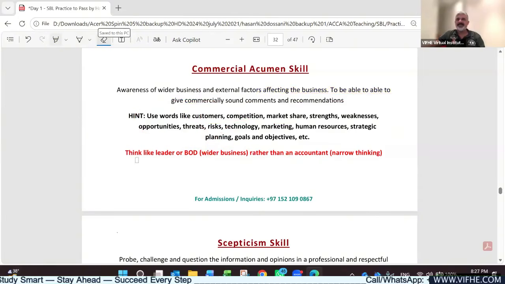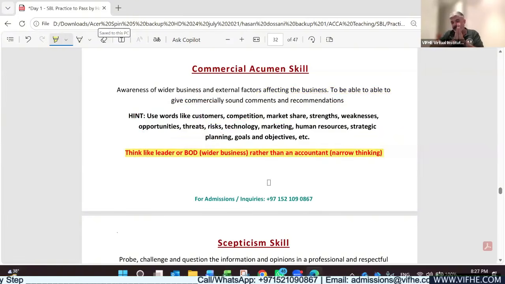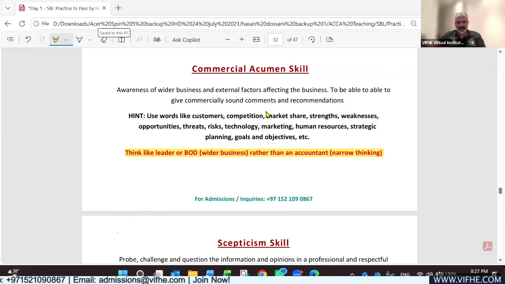So just keep this in mind: think like a business leader rather than an accountant. An accountant will always have a very narrow mentality, right? He will only think about cost. Am I right? Accountants always think about costs.